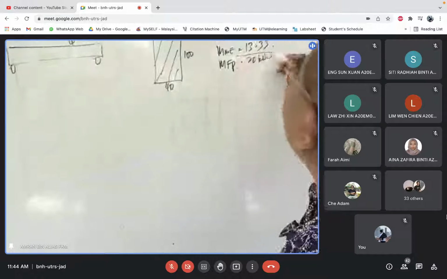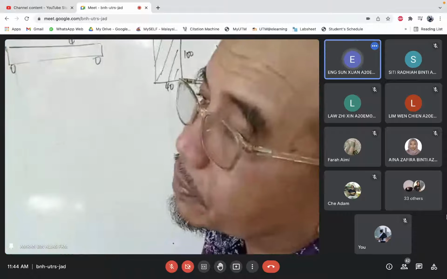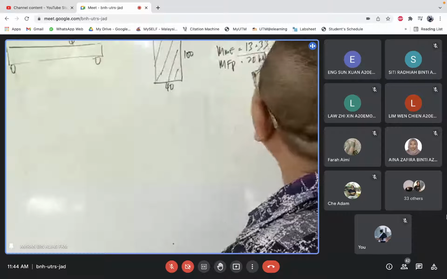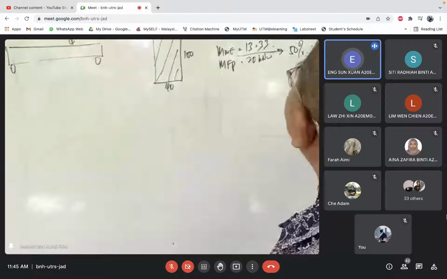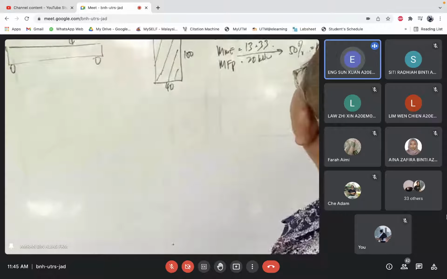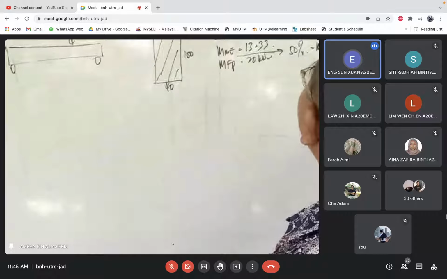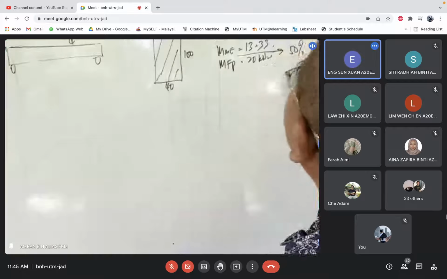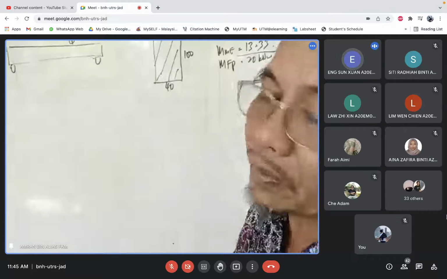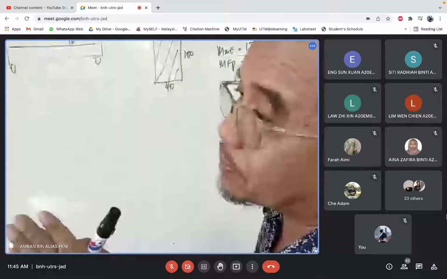So have we calculated somewhere in between? 50% plastic. What do we have? Our moment is 18.3 kilonewton meter. 18.3 is 50% plastic, right? Yes, we have done that calculation, correct?